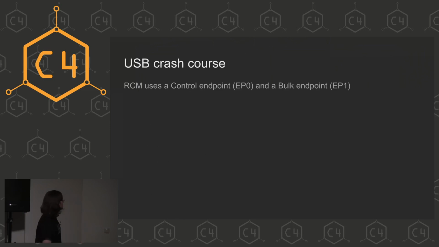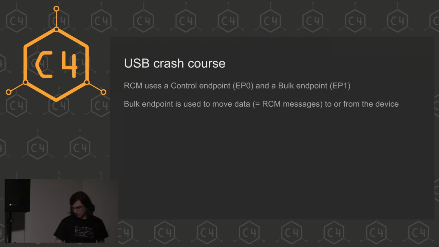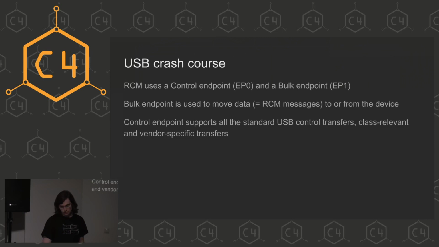RCM uses the control endpoint, of course, because it has to be there. And actually, that's not true. It uses 2 bulk endpoints, one for reading, one for writing. And the bulk endpoint is used to move the RCM messages that are used to download code or query the version and so on to the device, and you can read back some error code if that worked or not. The control endpoint, of course, supports all the standard USB control transfers that need to be supported.